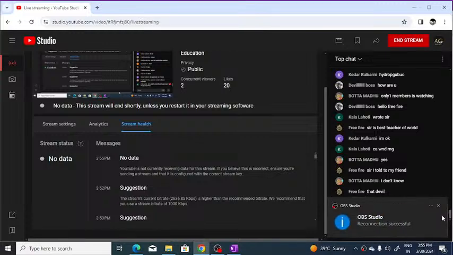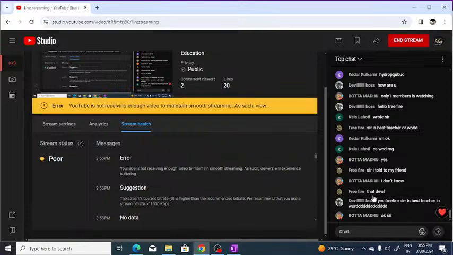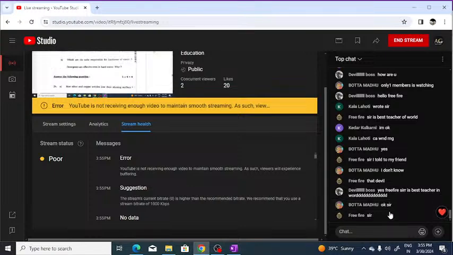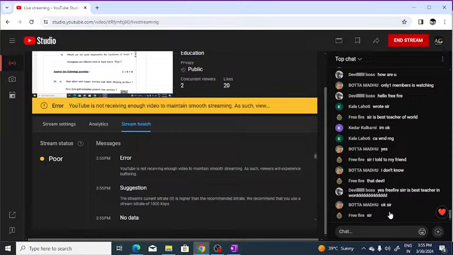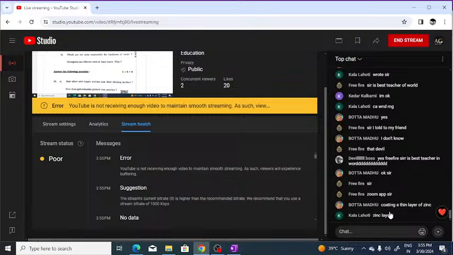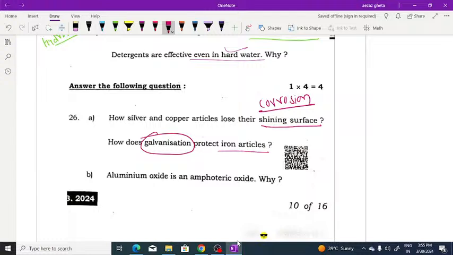Anybody? What is the name of that galvanization technique? Who wrote the galvanization technique? Yeah, zinc coating. That's great, Botta Madhu. Very good. Zinc coating is covered over that.